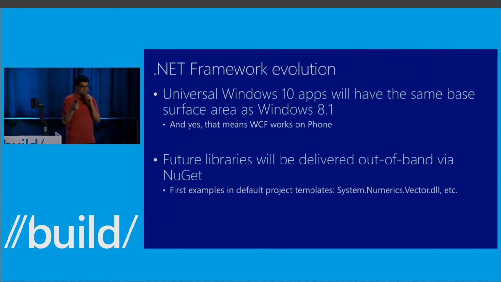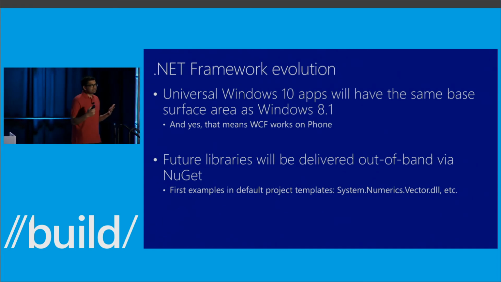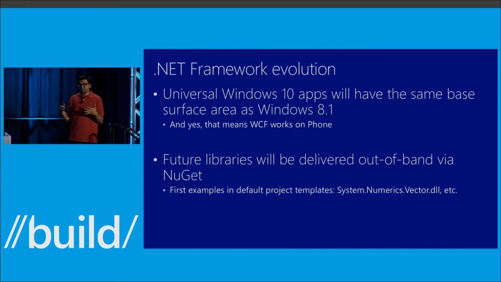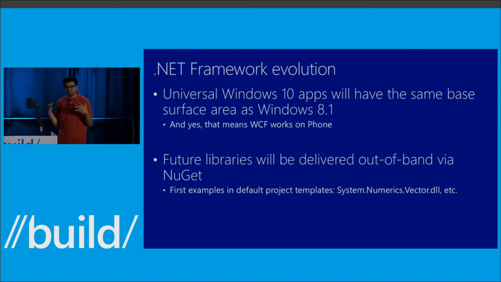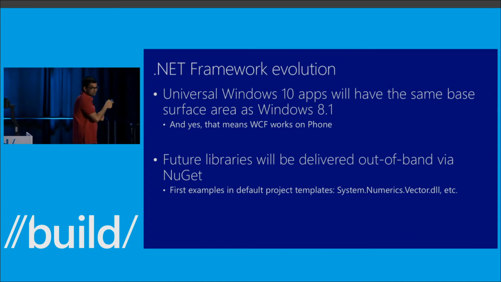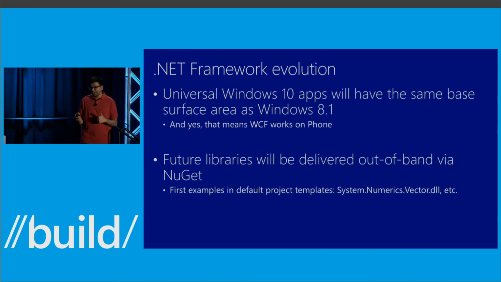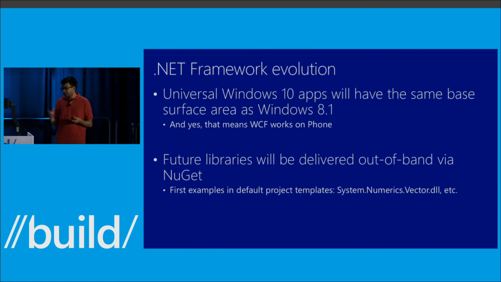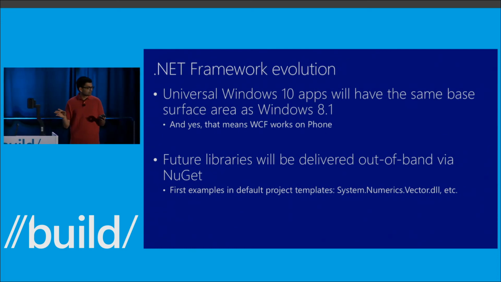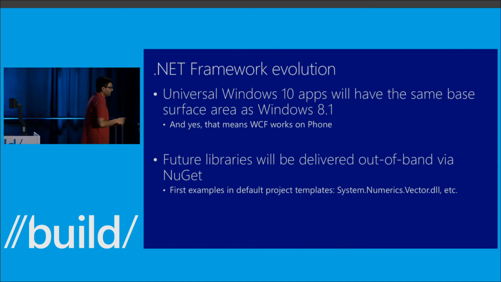.NET Framework evolution. This is a question that came up a couple times earlier this week. Like, how do we think about bringing innovation to you quickly? Now, the way to think about this is the set of APIs that we're giving you for Windows 10 is the same as the set of APIs that we gave you for Windows 8.1, with one important clarification. All APIs will work on all devices, which means WCF, which is a question that we get all the time, Windows Communication Foundation, works on Windows Phone as well, right? Well, I like that.